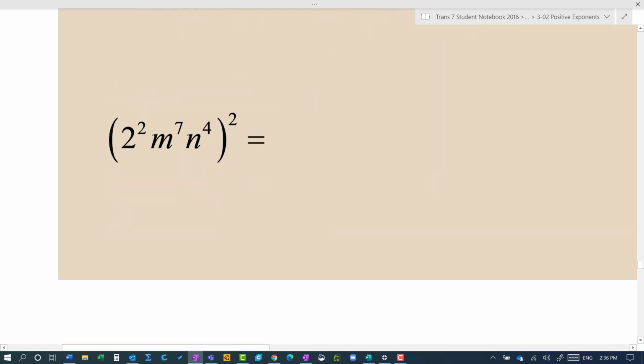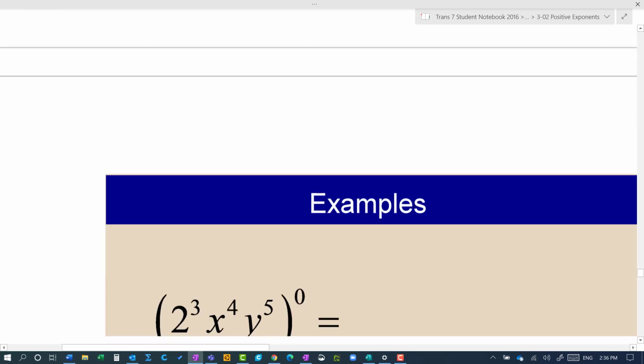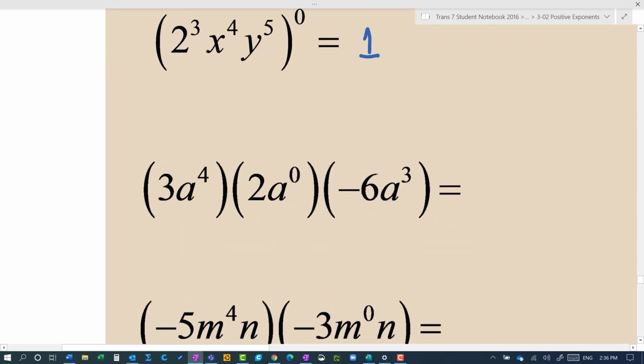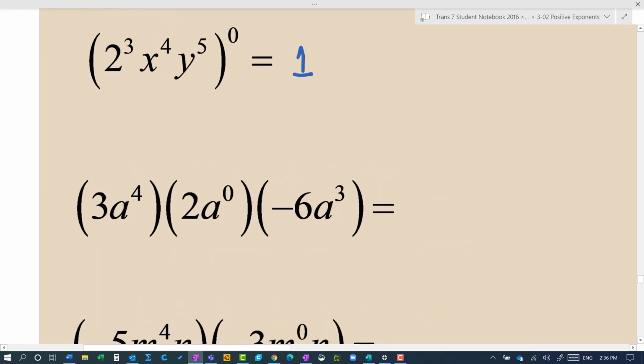Okay, try the next example. You should end up with 2 to the 4th, m to the 14th, n to the 8th, and 2 to the 4th is 16. Okay, try this next one. You should notice anything to the 0 power is 1, so the answer there is 1. All right, let's look at this next example.